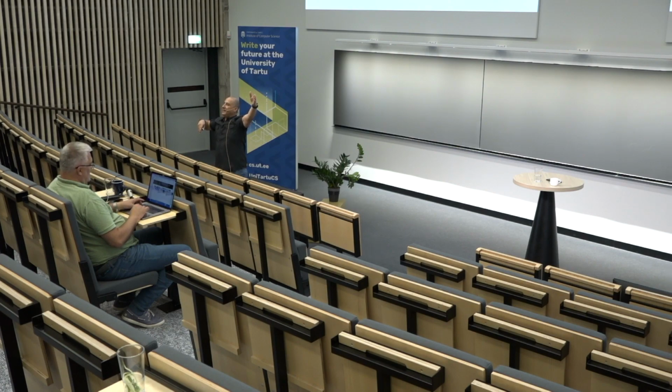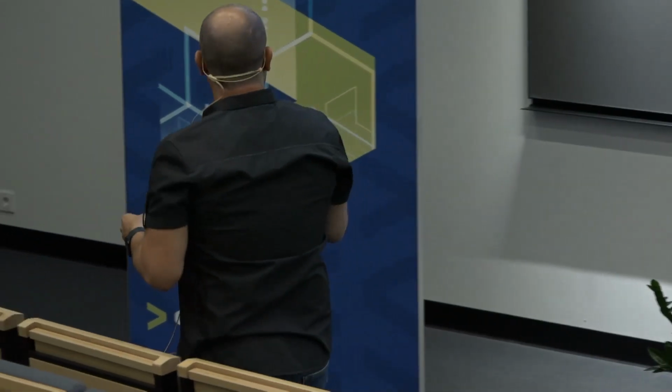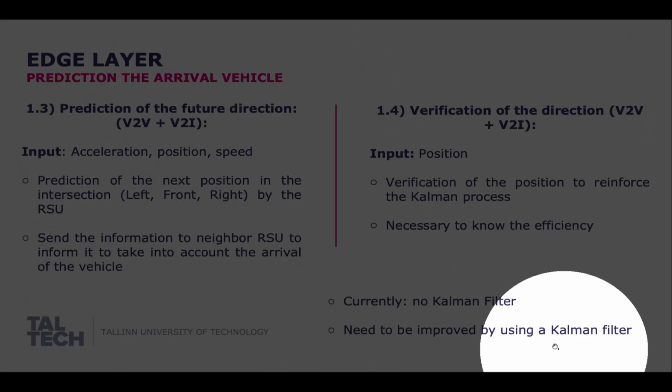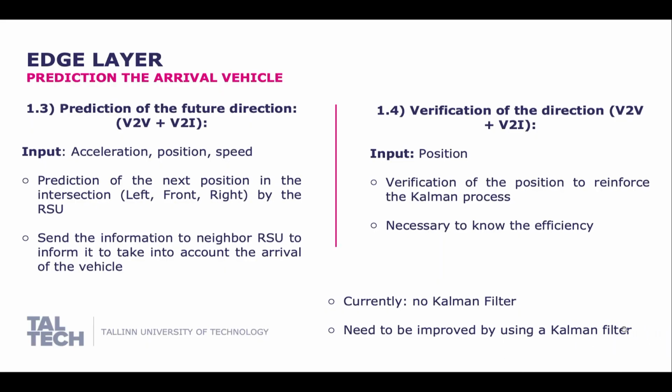It means that the next RSU will run the cluster head, if any, if you let the next RSU know that this vehicle is coming soon. Then it will also apply the traffic light control. Currently we didn't apply the Kalman filter, okay? We need to improve it by using the Kalman filter to compare the precision.